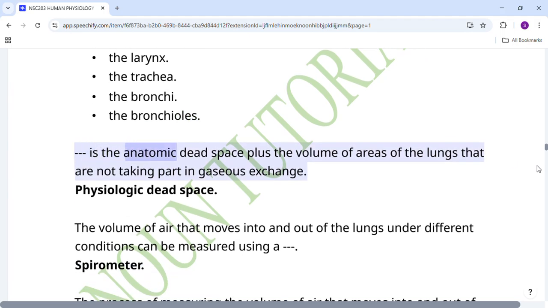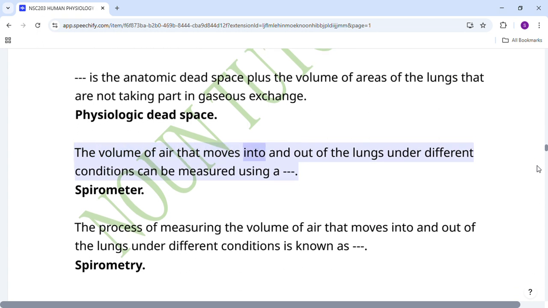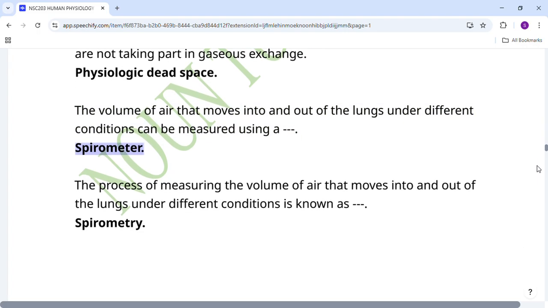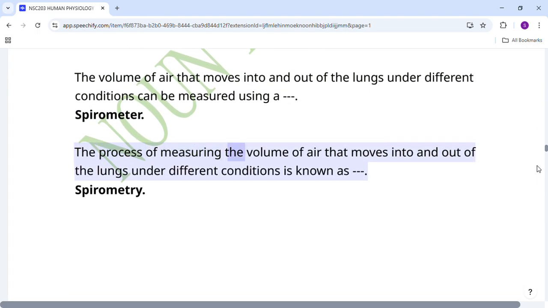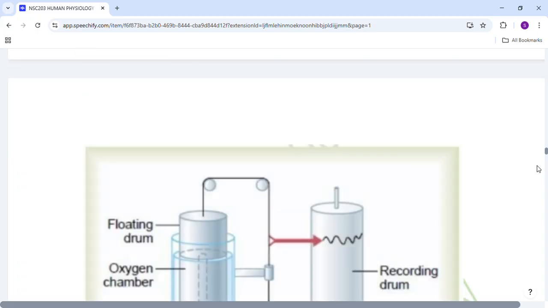Physiologic dead space is the anatomic dead space plus the volume of areas of the lungs that are not taking part in gaseous exchange. The volume of air that moves into and out of the lungs under different conditions can be measured using a spirometer. The process of measuring this volume is known as spirometry.